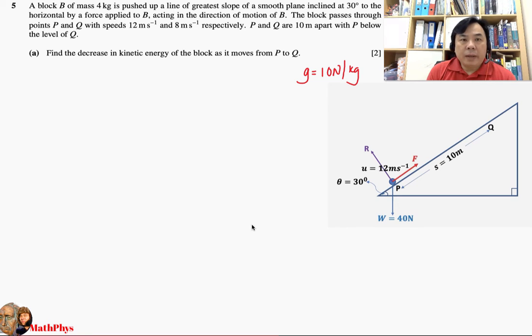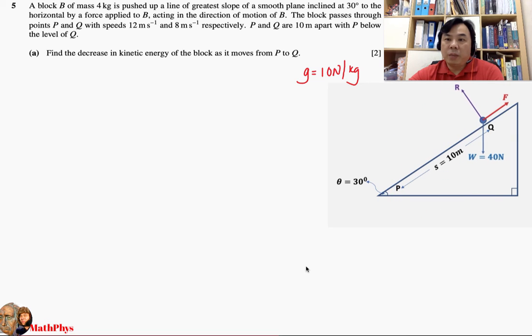By the way, since there's a force acting along the line PQ, there must be work done to push the block B up to Q. Right, now let me show you how the motion looks like before we start to solve this. This is how it looks like. You can see that it's moving up.